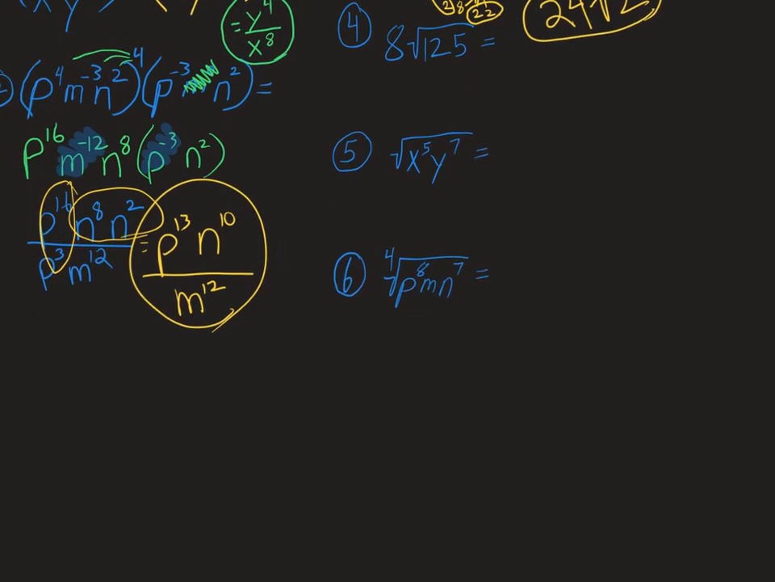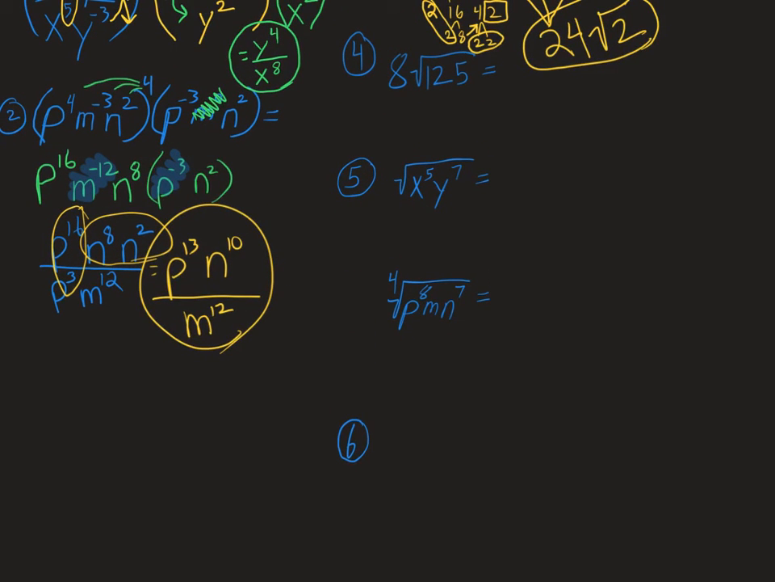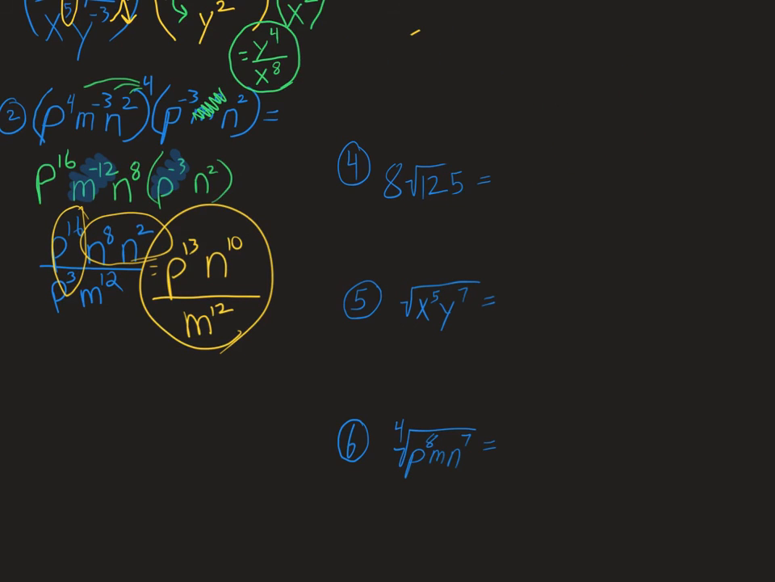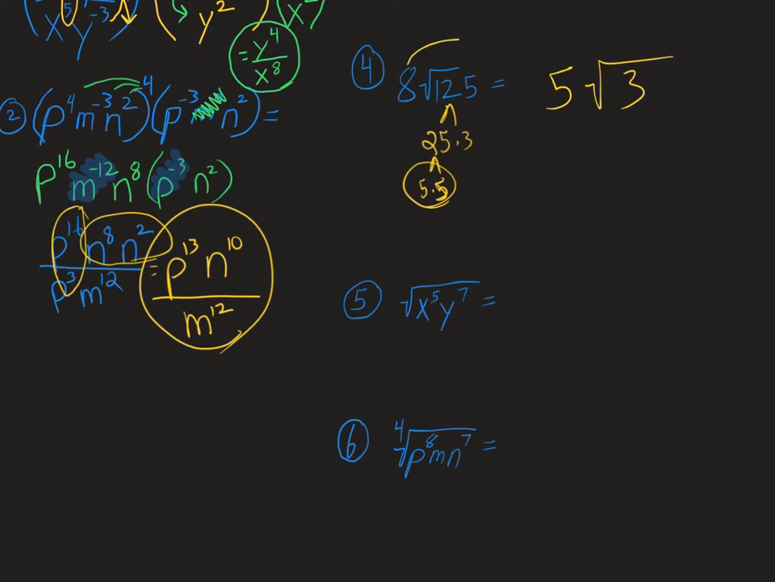We are definitely going to need more room. 125, I see that's a 25 times 3, and there's my perfect square. Pair of 5's comes out, leaves that 3 underneath. Don't forget that 8, we end up with a 40 there, and radical 3. All right, now it's a little easier.